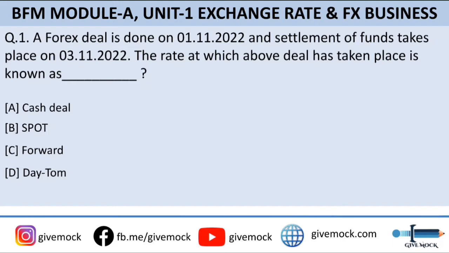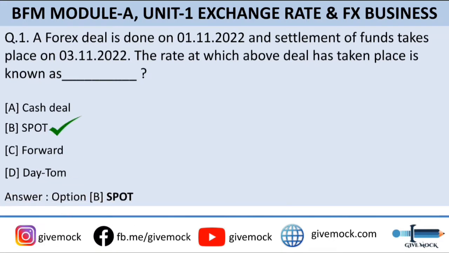So guys, the first question is: a Forex deal is done on 1st of November 2022 and settlement of funds takes place on 3rd of November 2022. The rate at which the deal has taken place is known as, so you have to choose the correct answer from the options given here. Let me tell you the correct answer. The correct answer is option B, that is spot. Just remember that.